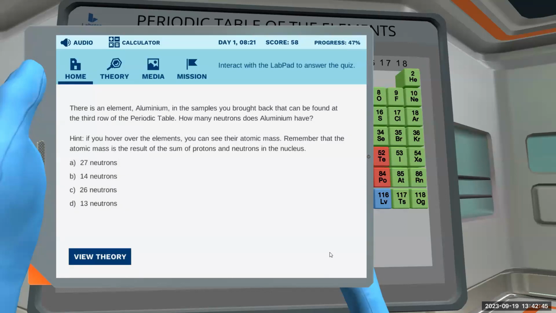There is an element, aluminium, in the samples you brought back that can be found at the third row of the periodic table. How many neutrons does aluminium have? Hint, if you hover over the elements, you can see their atomic mass. Remember that the atomic mass is the result of the sum of protons and neutrons in the nucleus. Option A, 27 neutrons. Option B, 14 neutrons. Option C, 26 neutrons. Option D, 13 neutrons.